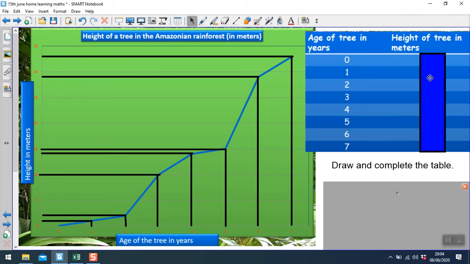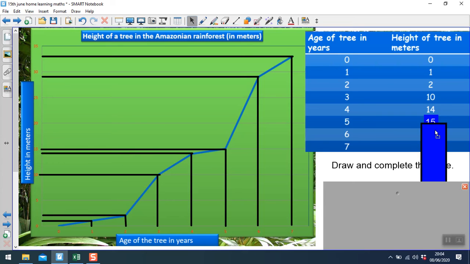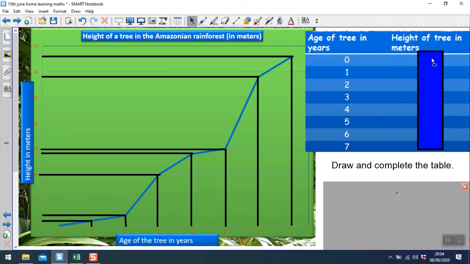So when the tree was 0, it was 0 metres. When it was 1, following the line across, it was 1 metre tall. At age 2, it was 2 metres tall. At age 3, it was 10 metres tall. At age 4, so follow it across, it was 14 metres tall. Age 5, 15 metres. Age 6, 29 metres. And age 7, 33 metres. Well done if you got that right.